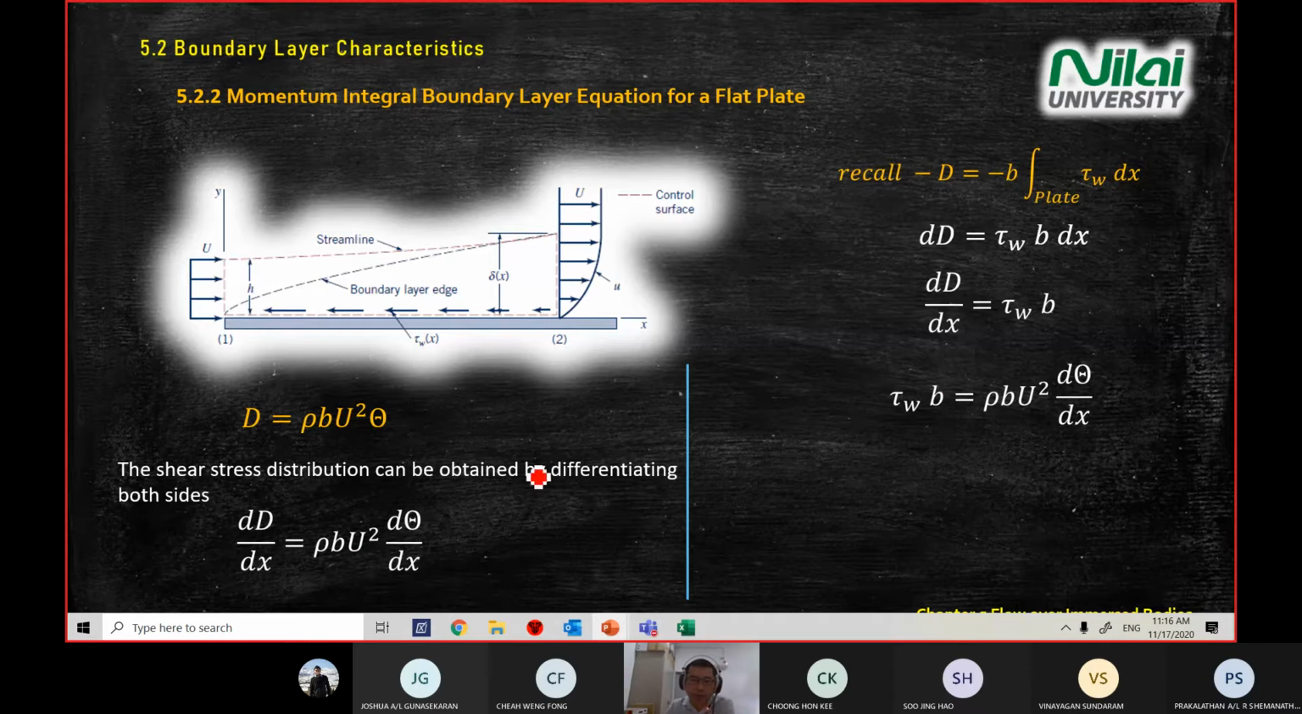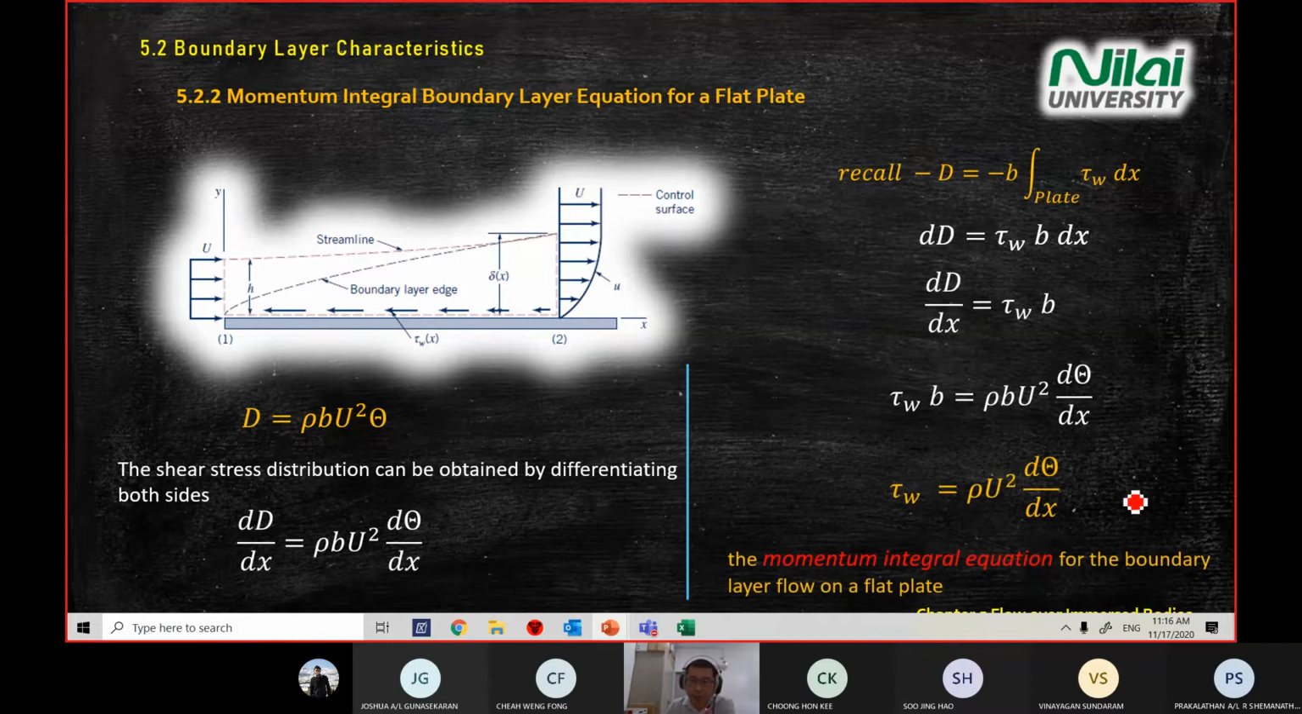So the left hand side, capital D divided by dx, differentiated with respect to x, becomes the shear stress times the width B of the plate, equal to our momentum integral boundary layer equation. So just make a note. From here you cancel out the B because both sides have B, simplified.